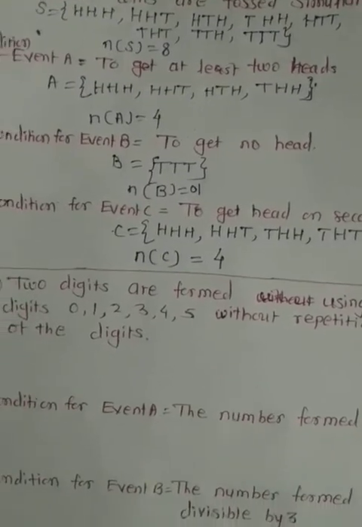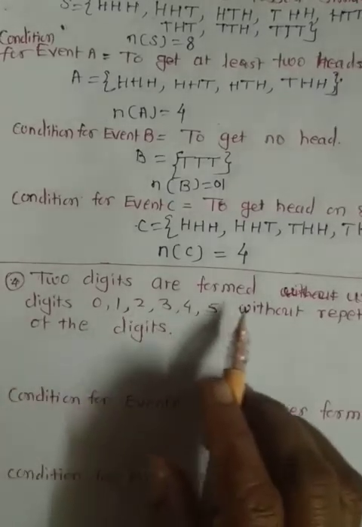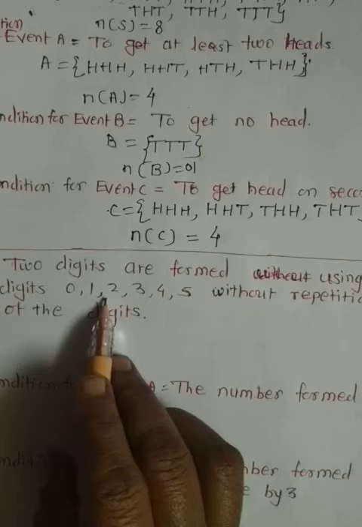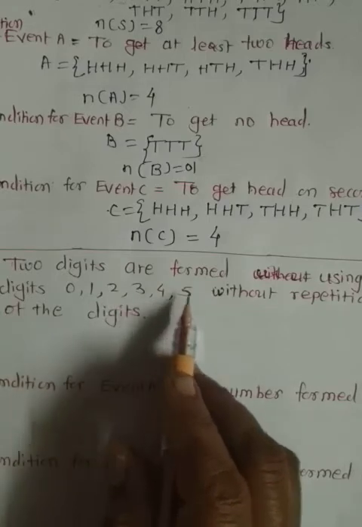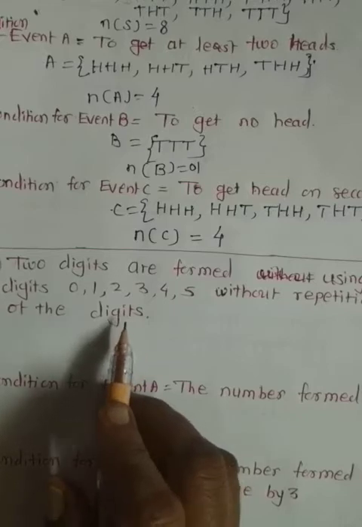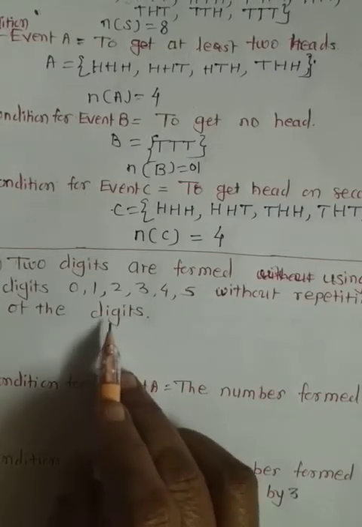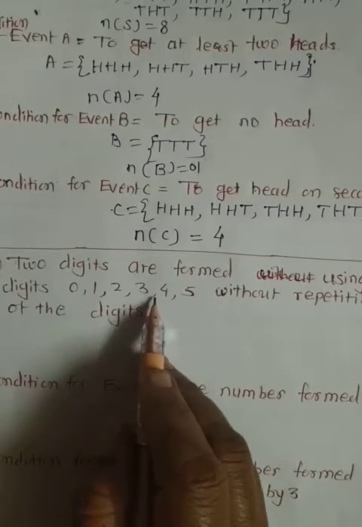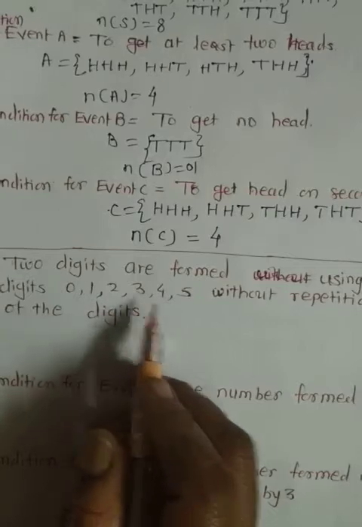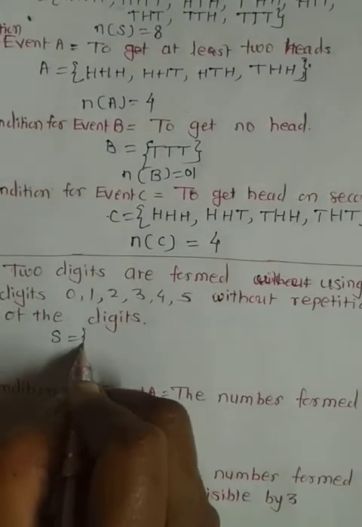Now the next example, question number 4. 2-digit numbers are formed using digits 0, 1, 2, 3, 4, 5 without repetition of digits. Means we have to form 2-digit numbers containing these digits, but we do not repeat the digits, means 11, 22, that is not allowed. First we write the sample space.